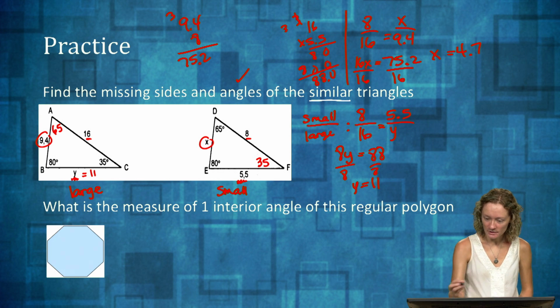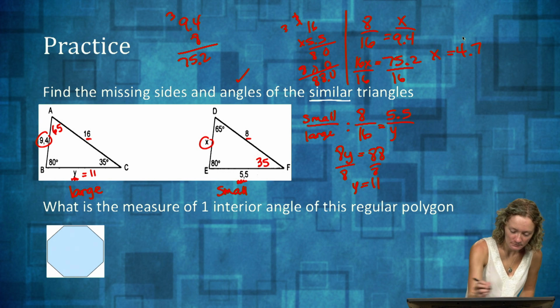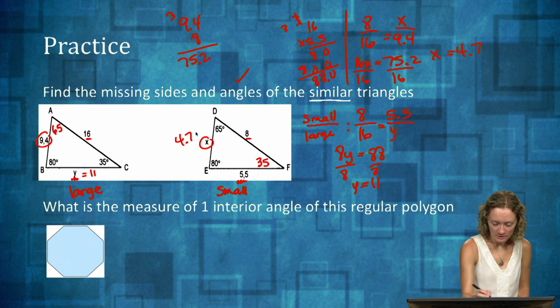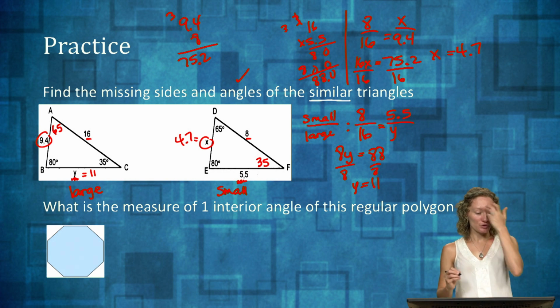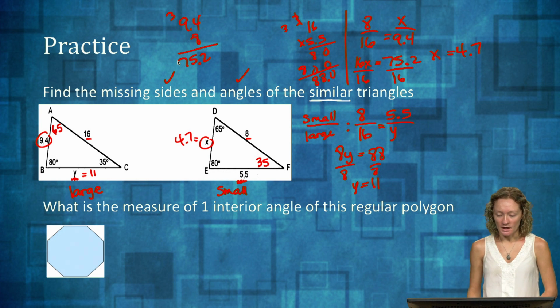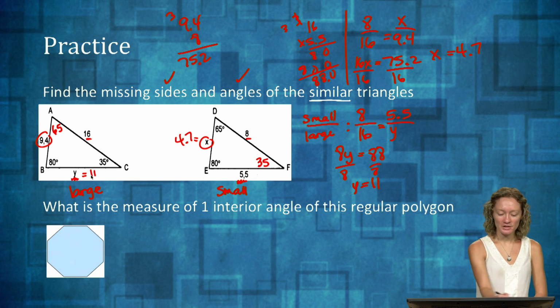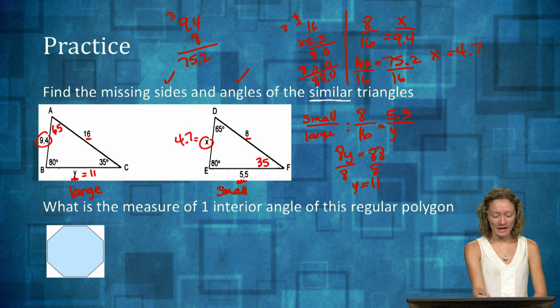Something seems wrong there. Let's see. Small to large, 16x. Seems good. Yeah, okay, 4.7. Perfect. All right, so that gives us the two missing sides. And this is the strategy that you'll pretty much have to use for those problems. Angles, hopefully, is easy. You just kind of match them up and then use the fact that they add up to 180. Sides, you've got to use these proportions.